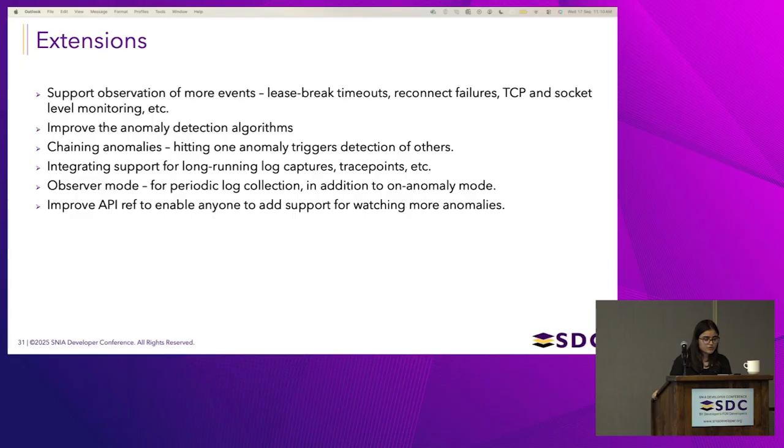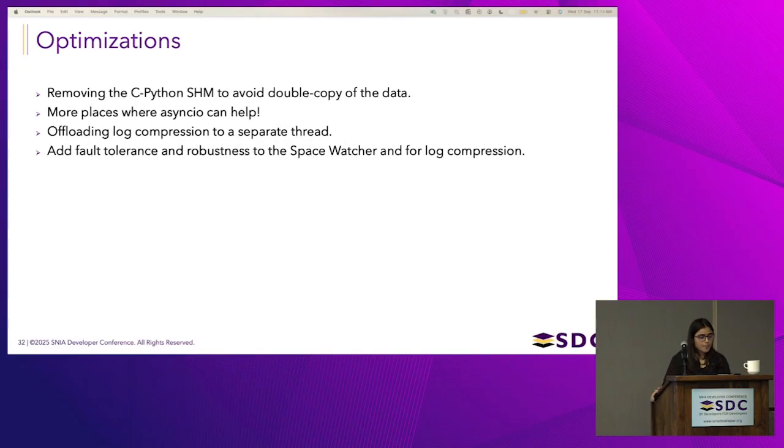And then we want to add support for observer mode for periodic log collection, so that it happens in a passive way. You don't listen for any anomalies, it's just passive log collection. And we also want to improve the API reference. It's good right now, but we also want to make it easier for other users to add support for watching more anomalies. So that is another thing on our checklist.